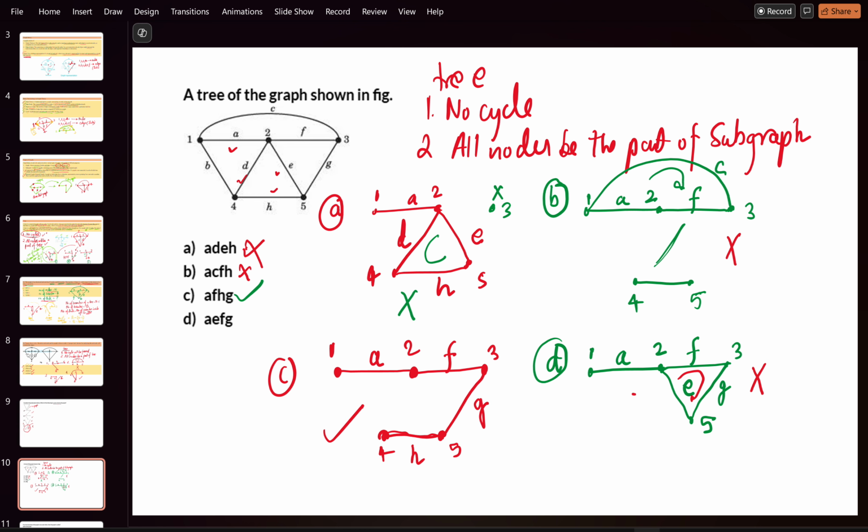So the correct option is basically C only. Where there is no loop formation, and all nodes are part of that subgraph, and there is one connection point between the nodes.